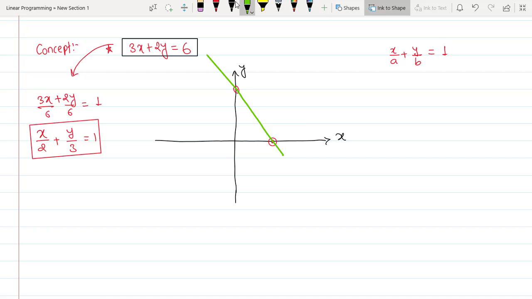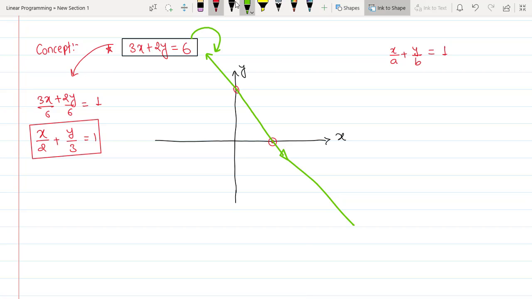Perfect. Okay, this is our line. What is this line? This is the given line, 3x plus 2y is equal to 6. Now if you observe very carefully what this line is doing, this line is dividing the given Cartesian plane into 3 parts. What are the 3 parts? Let me draw this clear solid line. This straight line is dividing the given Cartesian plane into 3 parts.